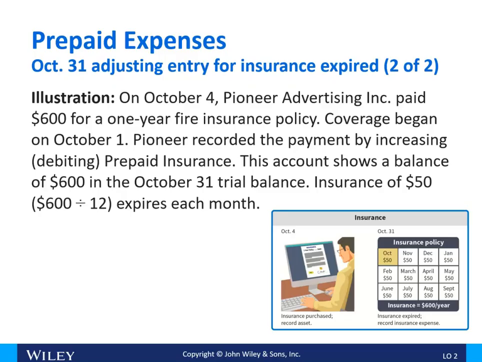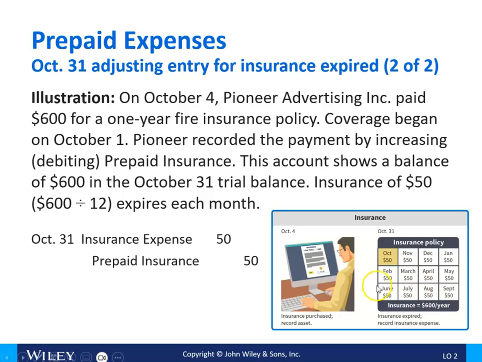So what's the journal entry, the adjusting entry? We're going to debit insurance expense, $50, and credit prepaid insurance, $50. This graphic on the bottom right shows that each month is $50. Add up the 12 periods, and we have $600 for the year. That's what we paid for the insurance policy.